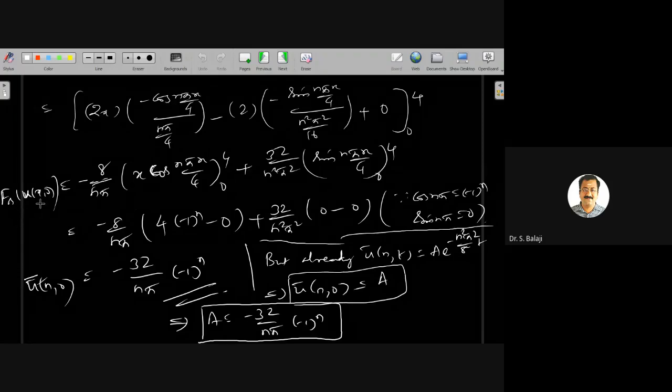So the Fourier sine transform of u of x comma 0 we are going to identify. The limit is for x only. Therefore take the transform without x outside. We can get it as minus 8 by n pi outside, and x cos n pi x by 4, 0 to 4. And here 16 to 32, minus plus 32 by n square pi square, sin n pi x by 4, 0 to 4.